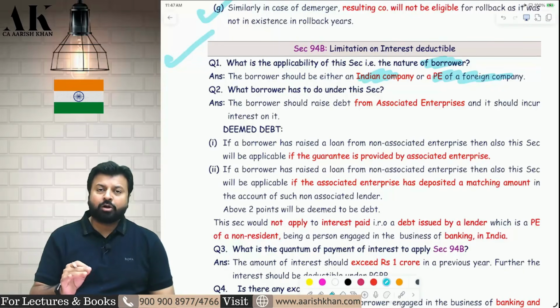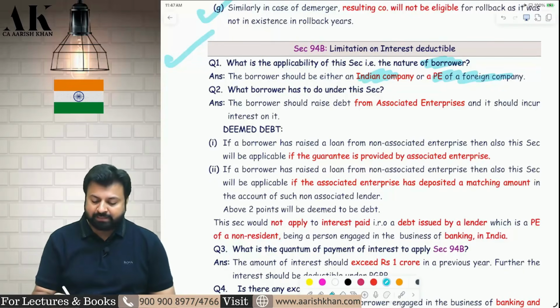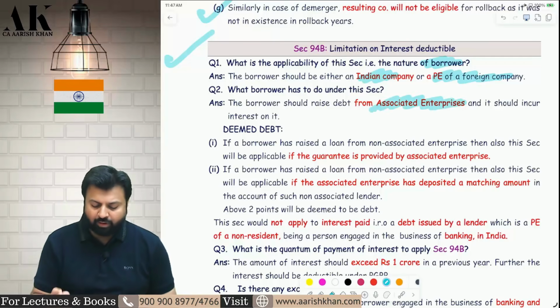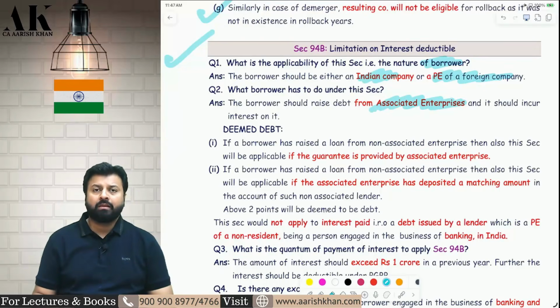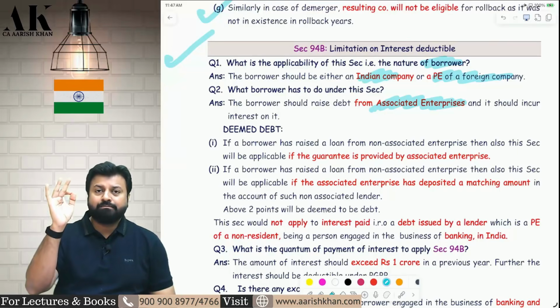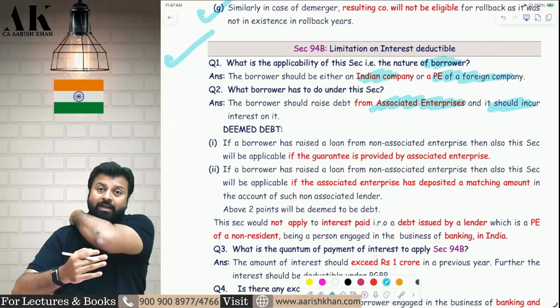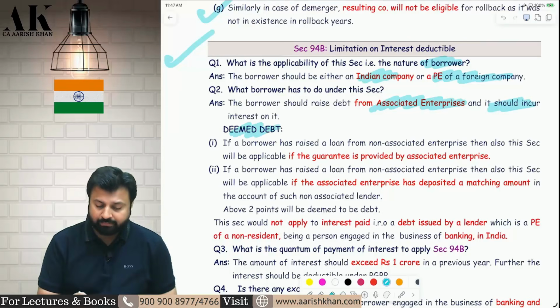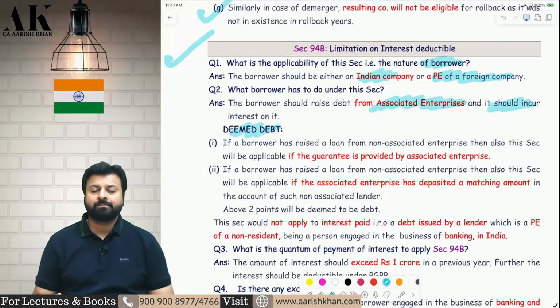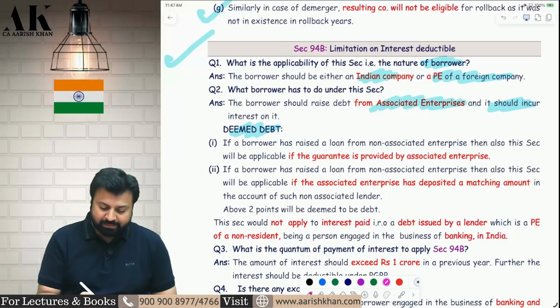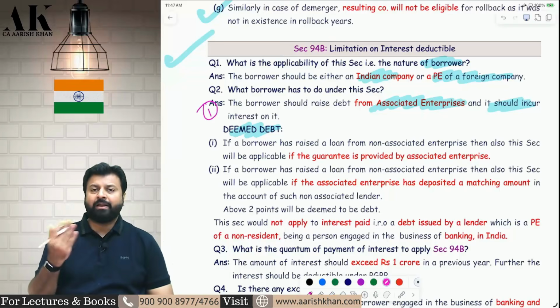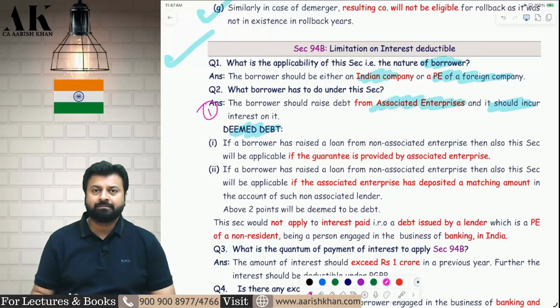What does the borrower have to do? Borrower has to take money from three people. First, borrower will take money from an associate entity, obviously who is non-resident. Borrower will take a loan from the associate entity who is non-resident, and borrower will incur interest on it. This is known as normal debt. Now there are two deemed debts also. Very important. They will test you with this in the examination. So from three people you will raise money. First is from your associate entity, you will raise money and you will pay interest. That will be subject to limitation of interest.